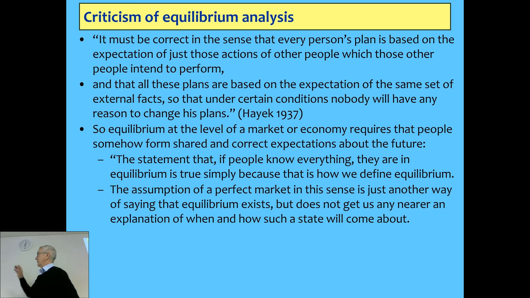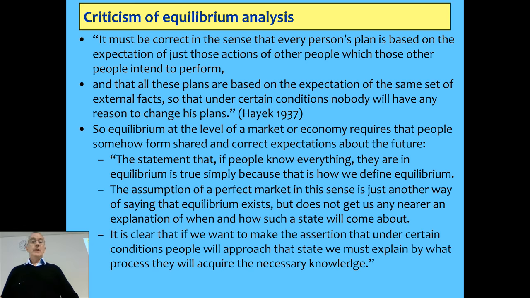And neoclassicals will talk about a perfect market or perfect competition. You've heard that expression? Okay. Well, he's saying this idea of a perfect market is another way of saying that equilibrium exists, but it doesn't really explain how we get to that point where everybody's plans are consistent with everybody else's plans, and those plans are true about the future.